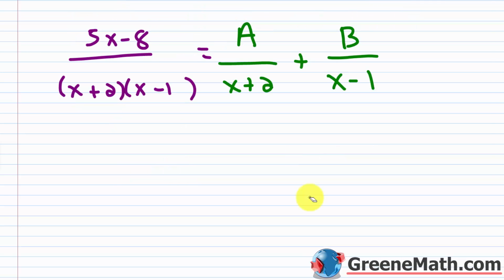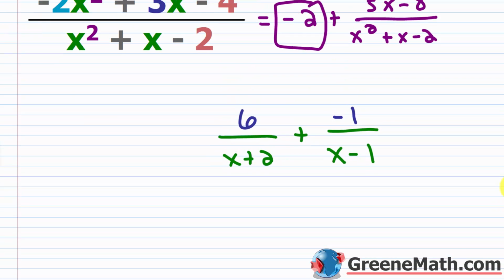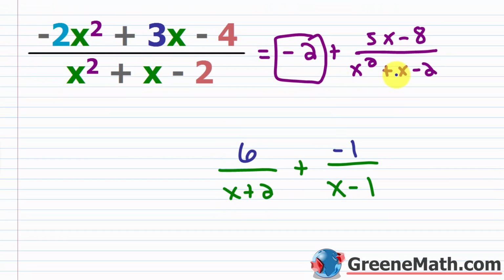Okay, so here's where you've got to be careful when you write your answer. Remember, we did a division first, so you've got another part to this. So the a is going to be 6, and the b is -1. I'm just going to erase this real quick. Remember, this is only part of your answer. So if you come back up here, you had this, okay?